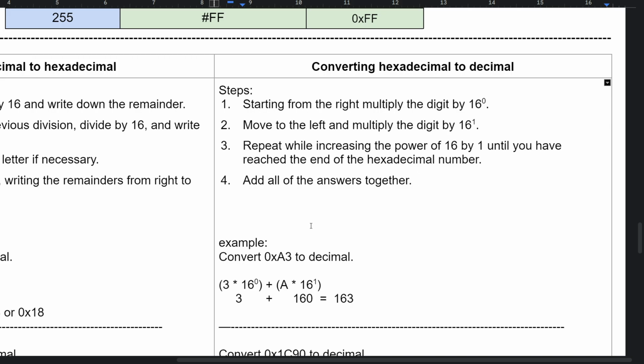So what we're doing here, down here, is multiplying by the places to figure out our total answer. If we take A3 and try to convert it to decimal, well, 16 to the 0 is the ones place. So it's 3 times 1, and we get 3. A is in the 16s place. So A times 16 is 10 times 16, so we get 160. If we add those two things up, we get 163.